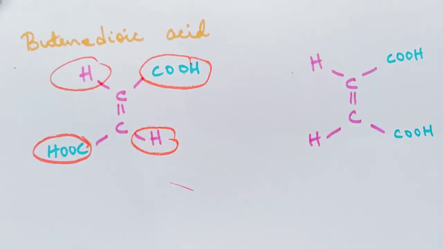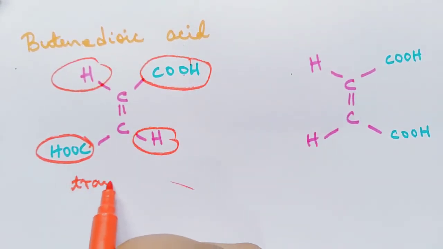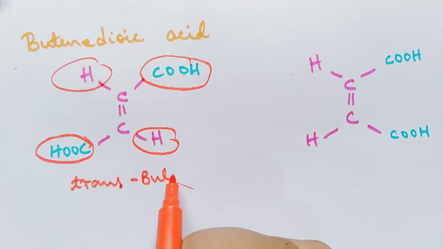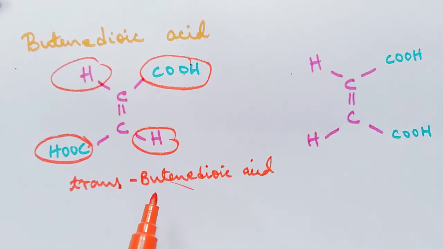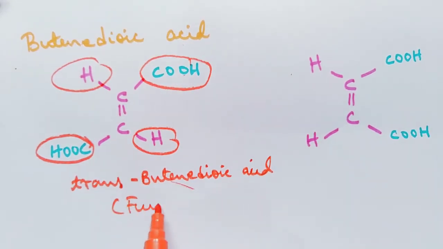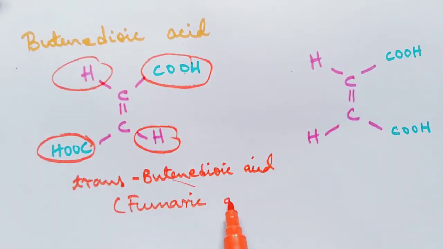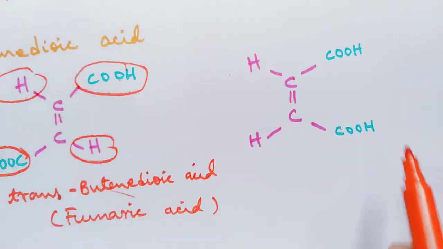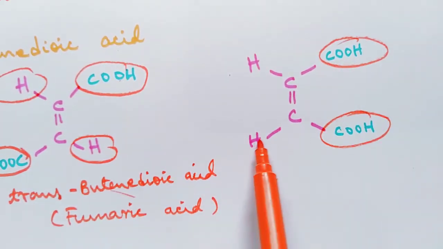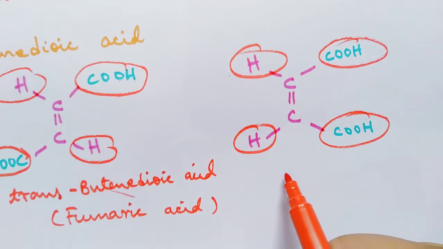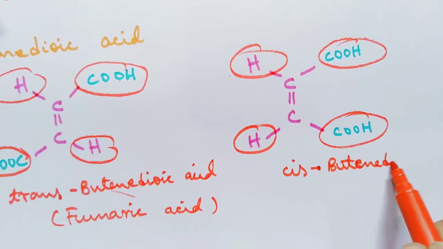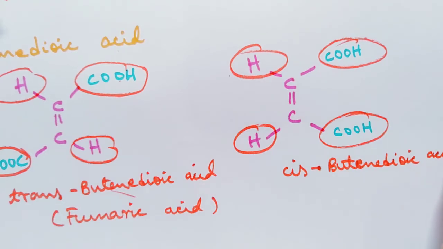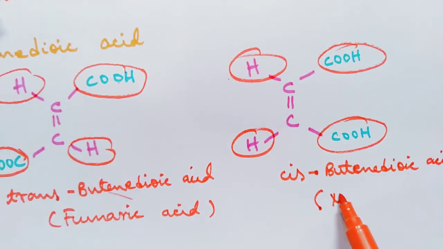So this one is a what? A trans butene dioic acid. Okay, it is also known as fumaric acid. What about this one? Similar groups lie on the same sides of the double bond. So this one is a cis butene dioic acid, also known as malic acid.